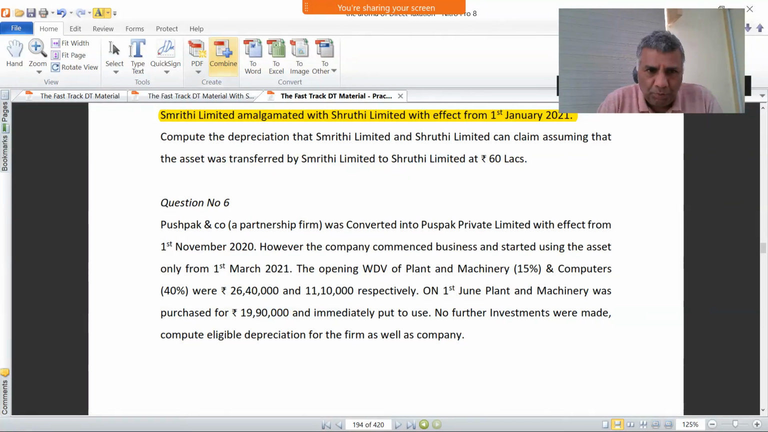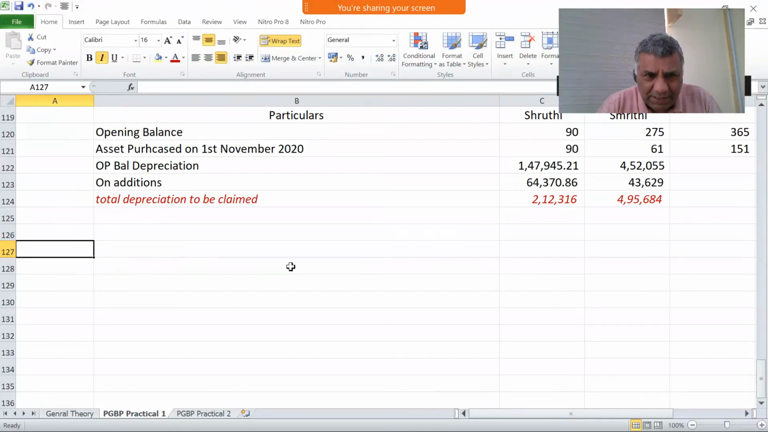Pushpak and Co. The partnership firm was converted into a private limited company with effect from 1st November 20. However, the company commenced its business and started using the asset only from 1st March 21. Very, very interesting question in one manner.